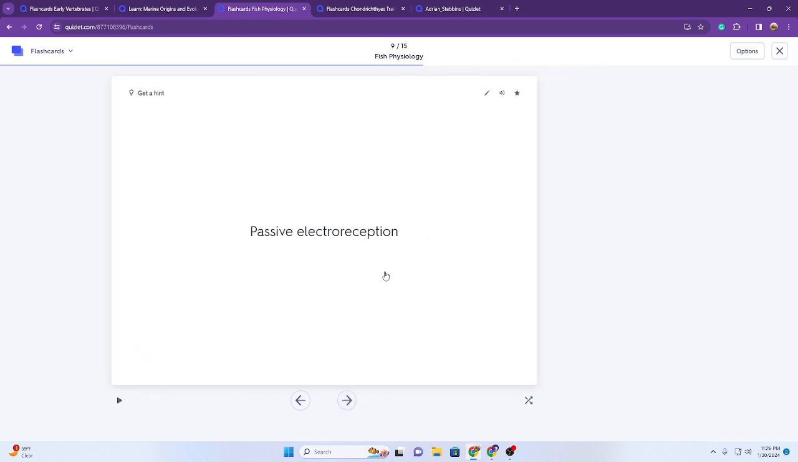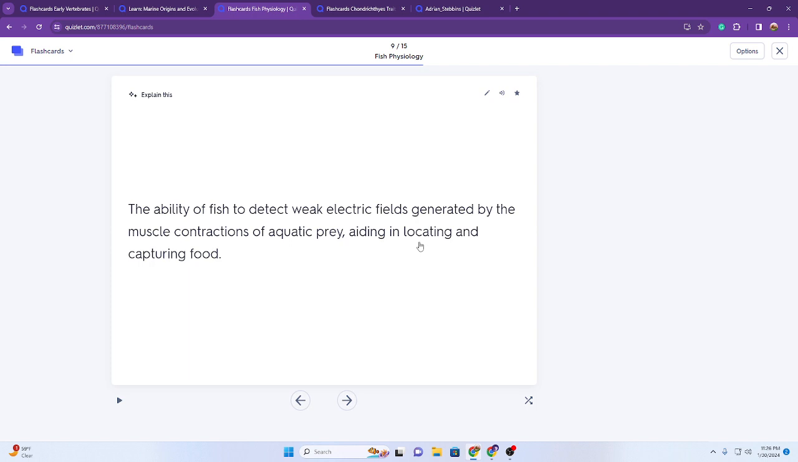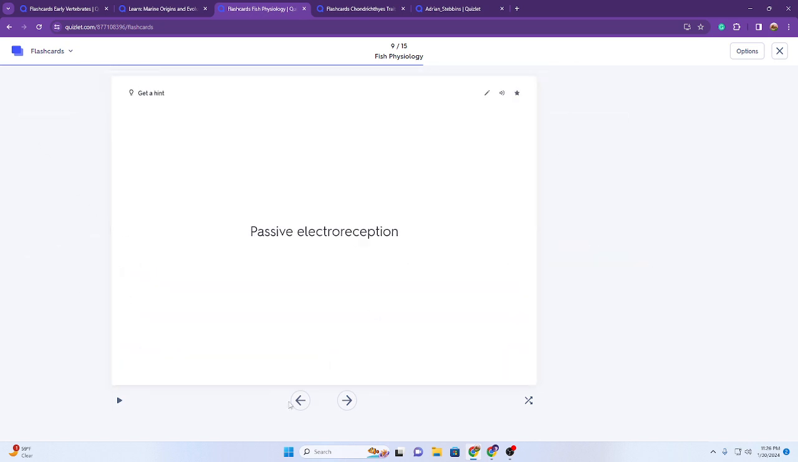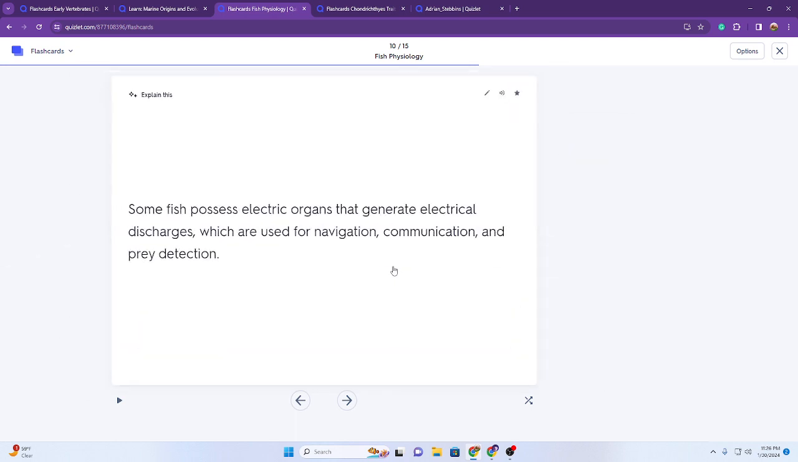Now we have passive electroreception. This is the ability of fish to detect weak electrical fields generated by muscle contraction of prey, aiding in the location and capturing of food. So that one's just passive, they just automatically detect it. Whereas active electroreception is the ability of some fish possessing electric organs that generate electrical discharge, which are used for navigation, communication, and prey detection.